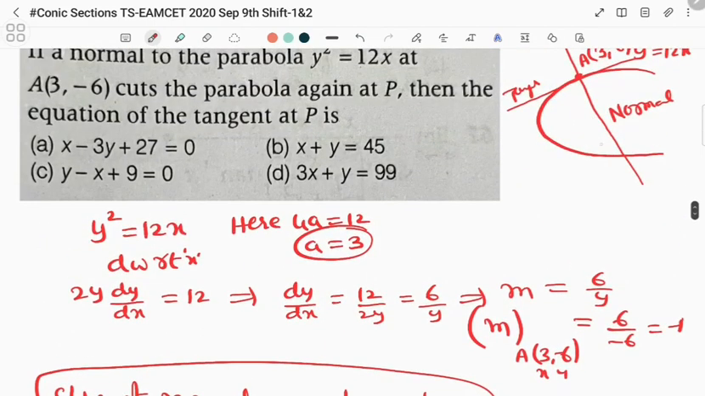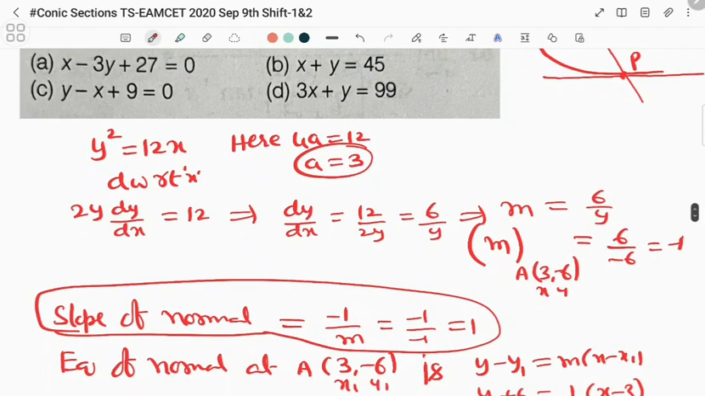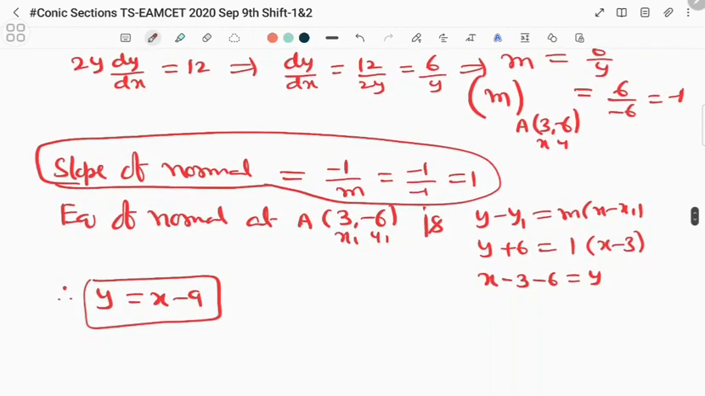And this equation and this equation. This normal, what is the question? Normal cuts the parabola again at the point P. At this point P, then the equation of tangent at P is. So this equation they are asking. So we need to calculate the P value. What is the P value?